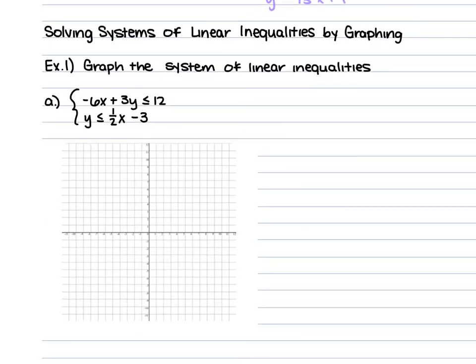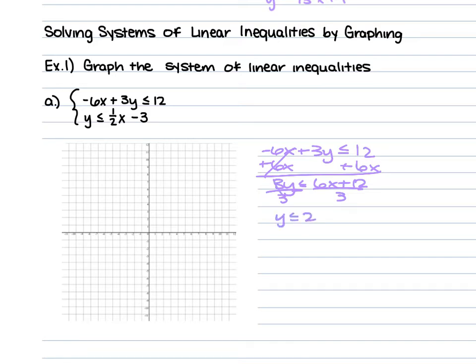For example 1, we have negative 6x. Oops, we're going to change that to be a different color. Negative 6x plus 3y is less than or equal to 12. We add the 6x to both sides. We get 3y is less than or equal to 6x plus 12. We divide by 3. We have y is less than or equal to 2x plus 4.